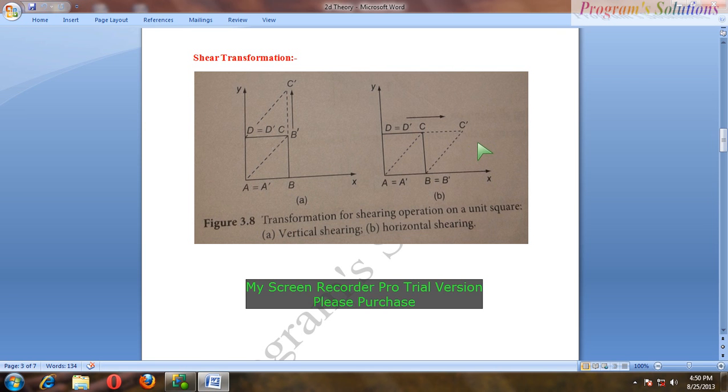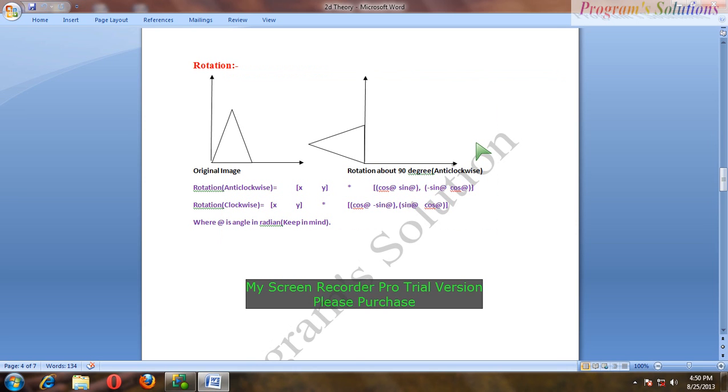The next operation we are going to see is rotation. In rotation we actually rotate the image in anti-clockwise direction or in clockwise direction. In anti-clockwise direction we have to move the image with respect to a specific point. Here we have rotated our triangle about its origin by 90 degrees in anti-clockwise direction.